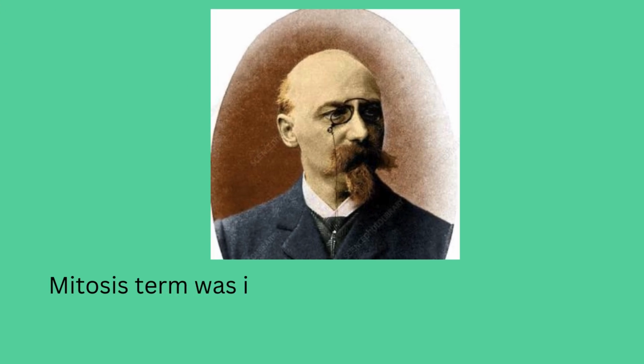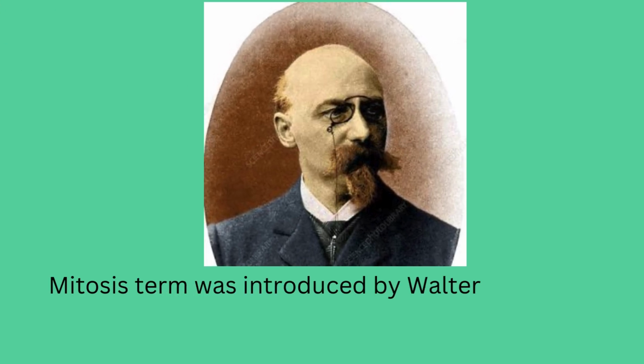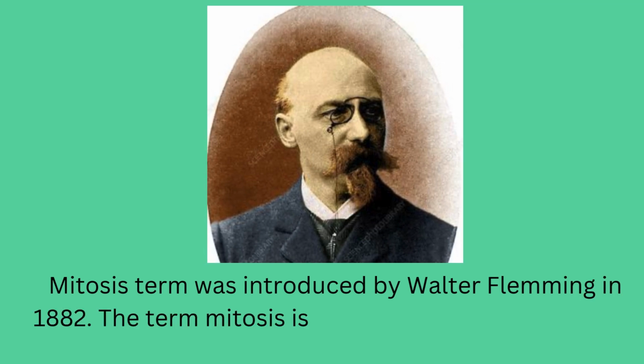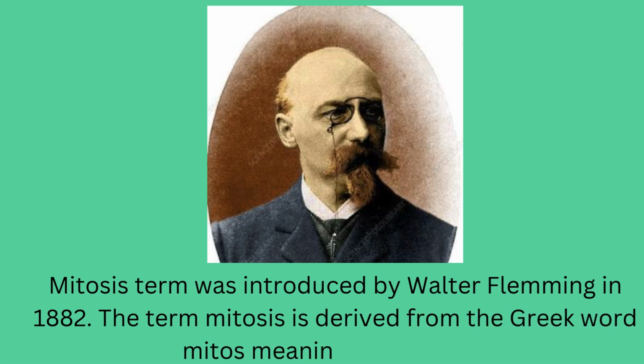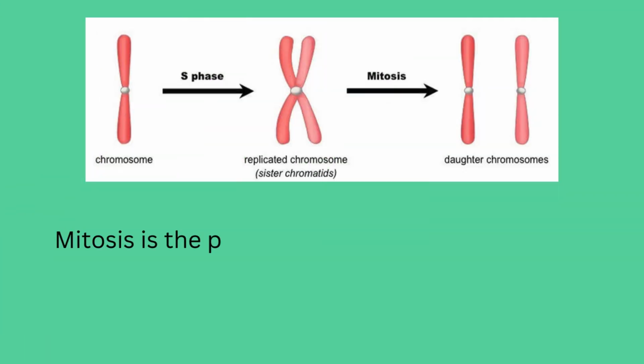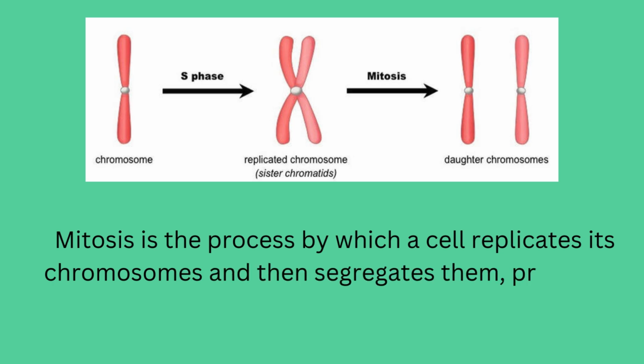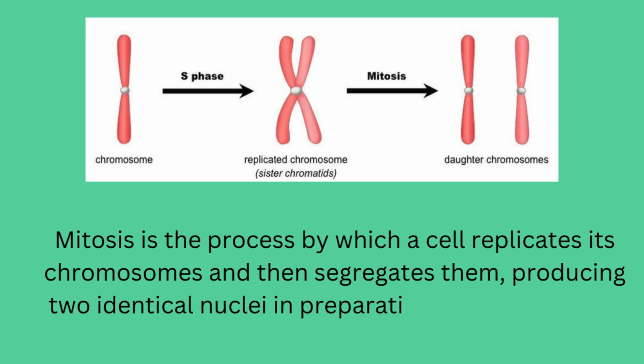The term mitosis was first introduced by a scientist named Walter Fleming in 1882. The term originates from the Greek word mitos, meaning warp thread. Mitosis is the process by which a cell replicates its chromosomes and then segregates them, producing two identical nuclei in preparation for cell division. Thus, mitosis provides equal division of the cell's content into two daughter cells that have identical genomes.